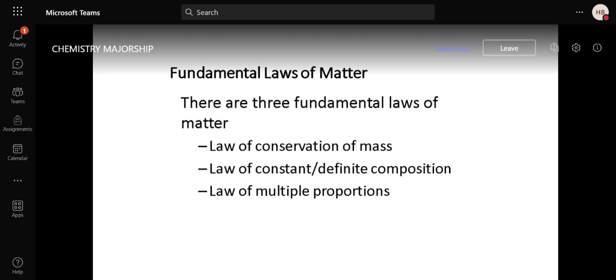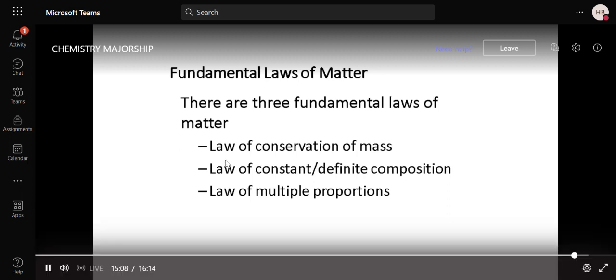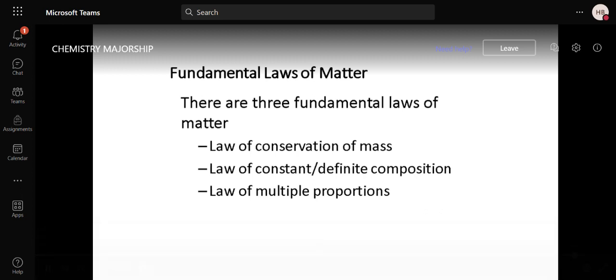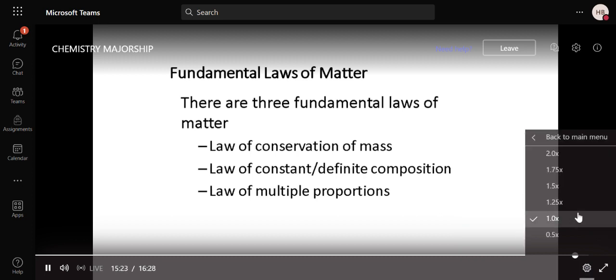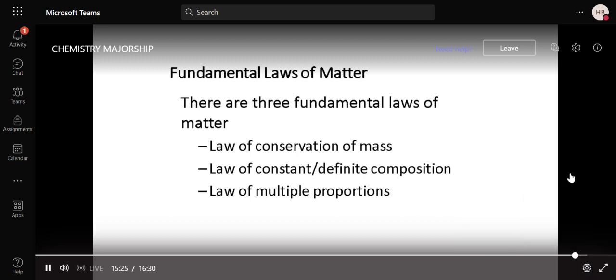Mass can neither be created nor destroyed. It can only be converted from one matter to another. Okay? So next, we have the law of constant or definite composition, that a compound or a substance is made of a definite composition of elements in a specific ratio. And multiple proportions, that two elements can combine in multiple or different proportions to form different compounds.